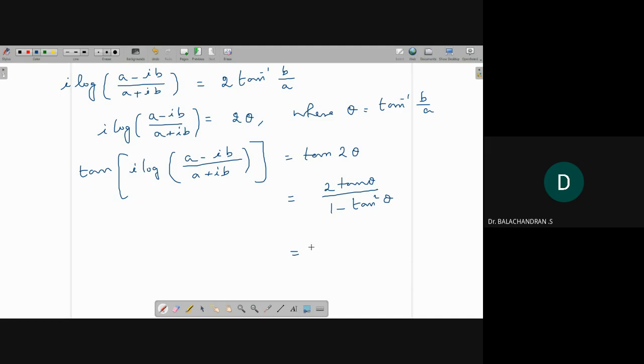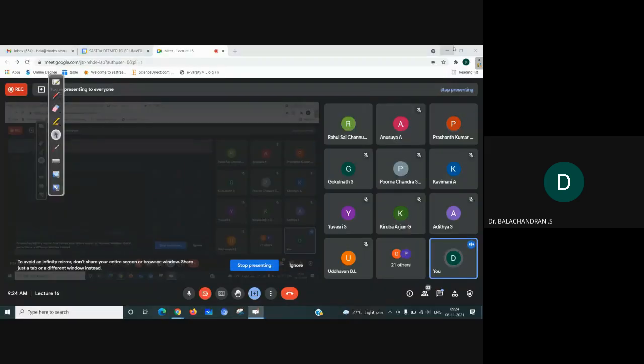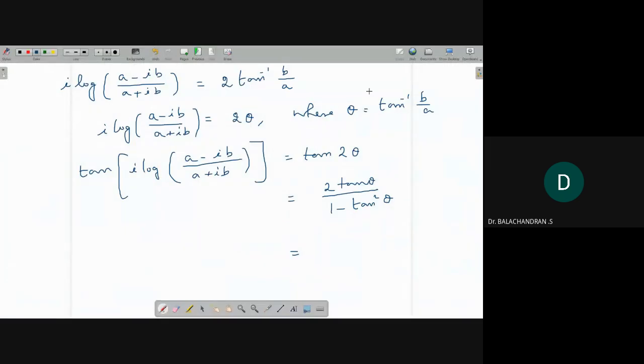It is in the slide. You need to find it out. It is somewhere else, here or here. You need to find B out by A. B by A, yes, correct. So theta equal to tan inverse of B by A. So tan theta equal to B by A.